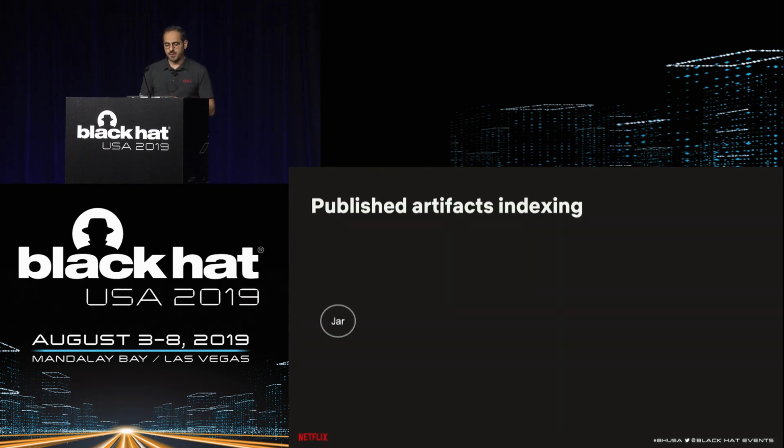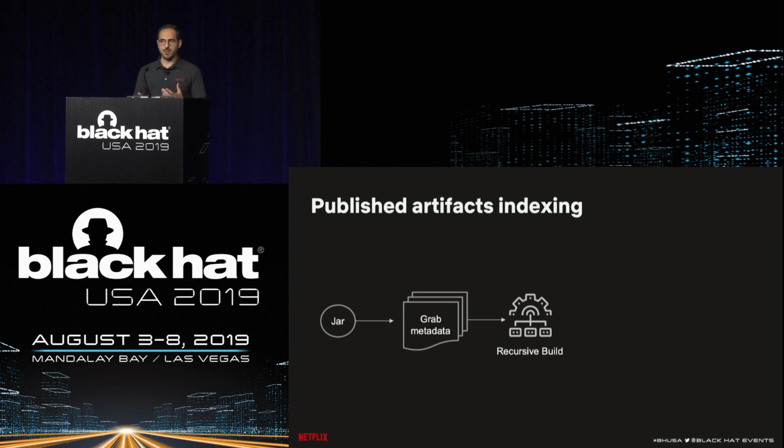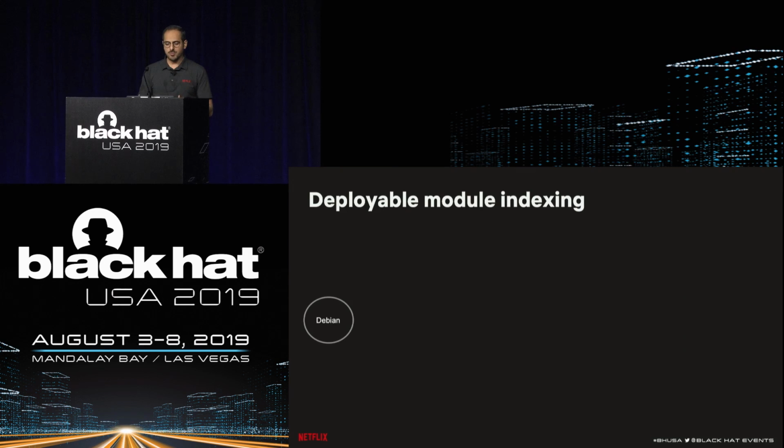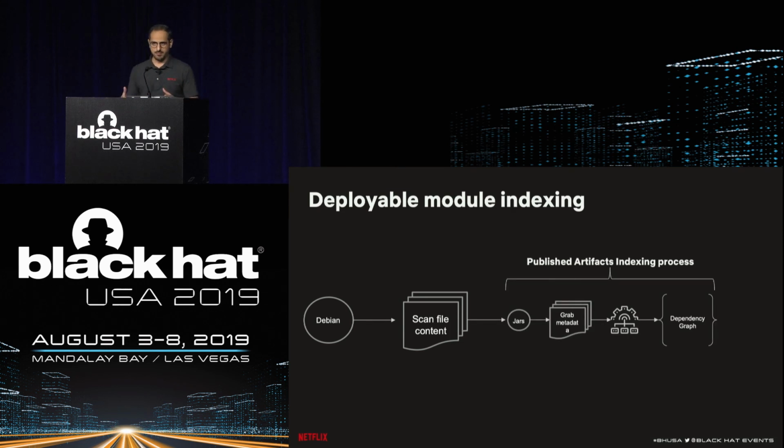So published artifact indexing works this way. Imagine you're publishing an artifact jar file. For that jar file, you grab all the metadata, and then you do a recursive build. The metadata that you grab about this jar will help you build the data from the recursive build. And then eventually you're going to get the dependency graph. Same thing you do with the deployable module. You scan for the Debian, and then you scan the content of the Debian. You get all the jars, and then you do the previous step.